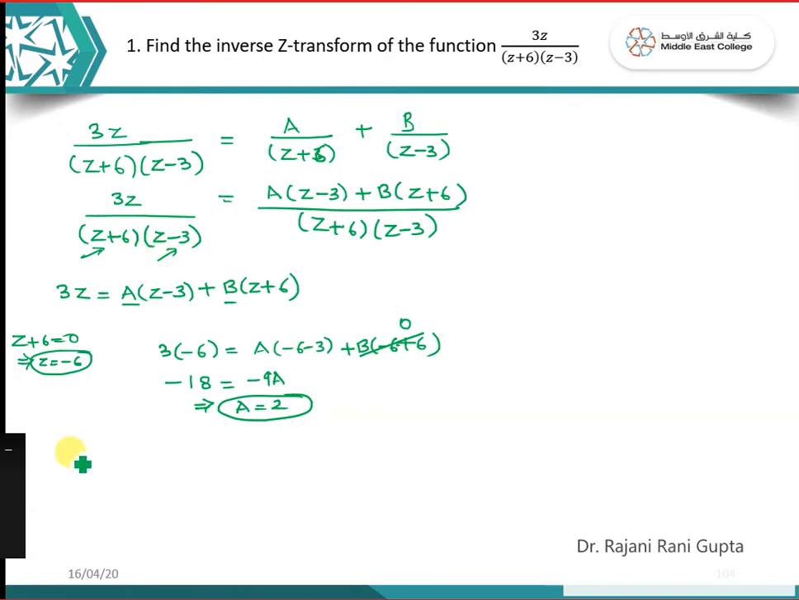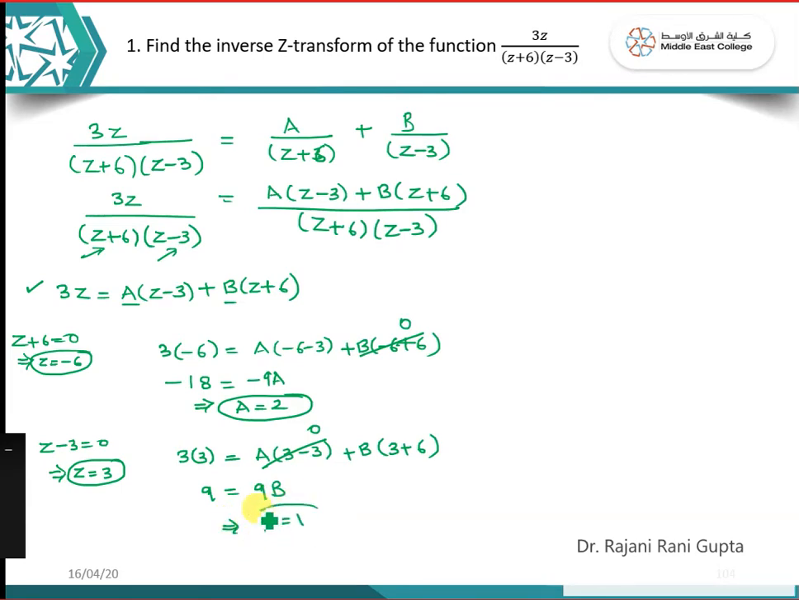Second value we get from z minus 3 equal to 0. This gives you z equal to 3. So when we substitute it here, this gives you 3 times 3, A times (3 minus 3), B times (3 plus 6). So this becomes 0. This gives you 9 equal to 9B, giving you B equal to 1. So we don't find anything wrong up to here.